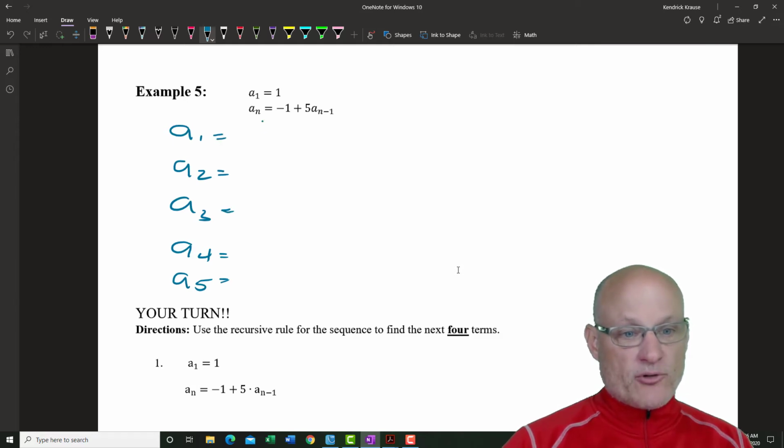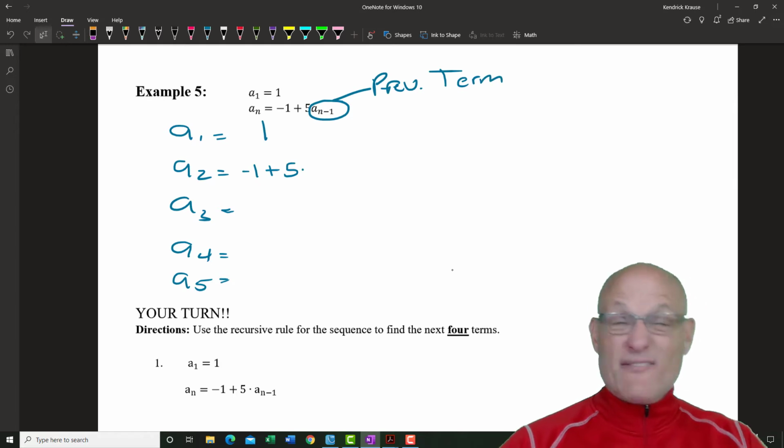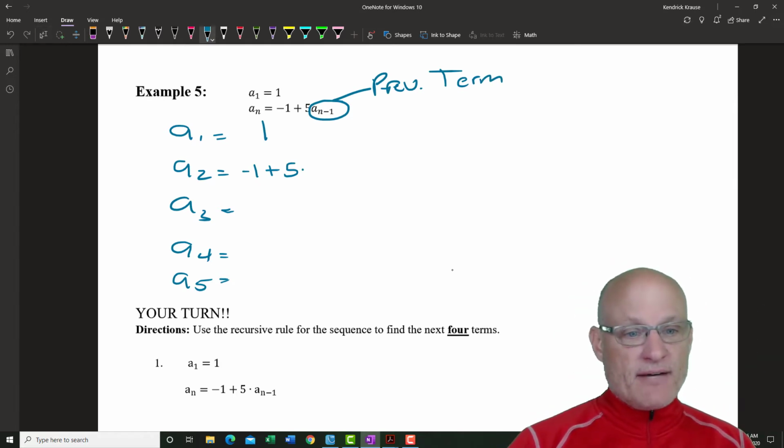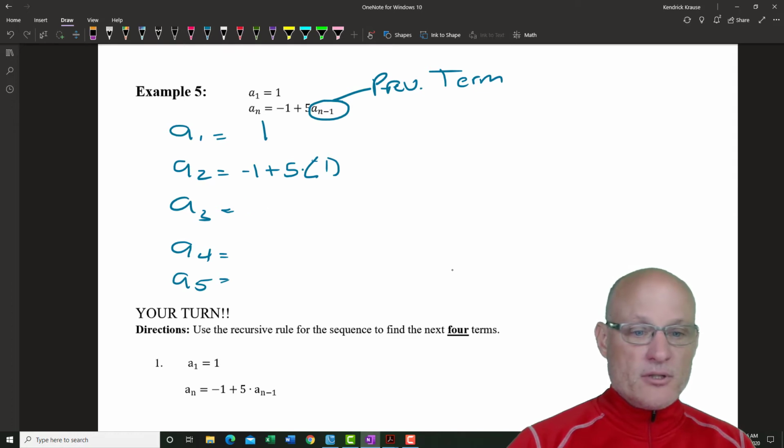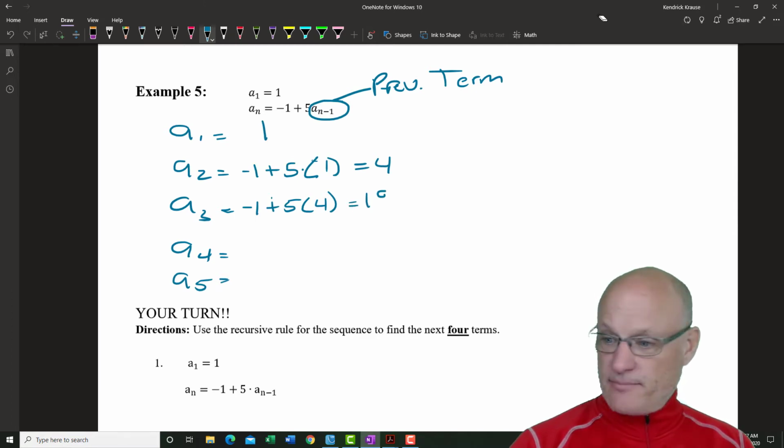So always start out with the first term, which in this case is just 1. Now, what's the rule say? Take negative 1 and add 5 times the previous term. You have to remember this just means whatever the term is before. Okay, 5 times 1. Let's see. Negative 1 plus 5 is 4. So the second term is 4. So now take negative 1 and add 5 times 4. 5 times 4 is 20. Minus 1 is 19.